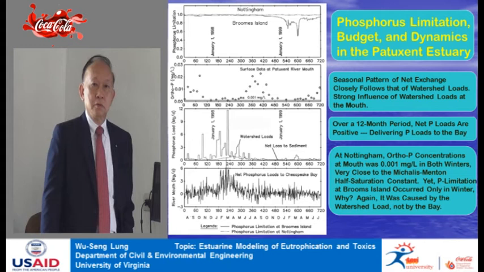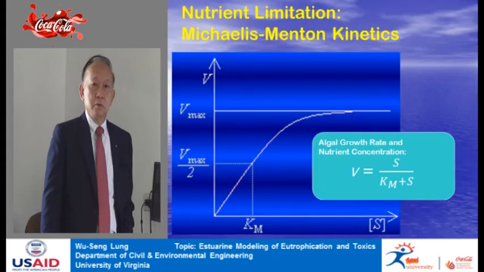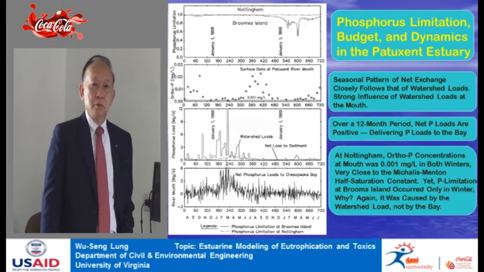Nottingham, orthophosphate, let's take a look at this. This straight line is the 0.001, that we talked about earlier. This concentration is 0.001 milligram per liter. Milligram per liter, very small, very small.